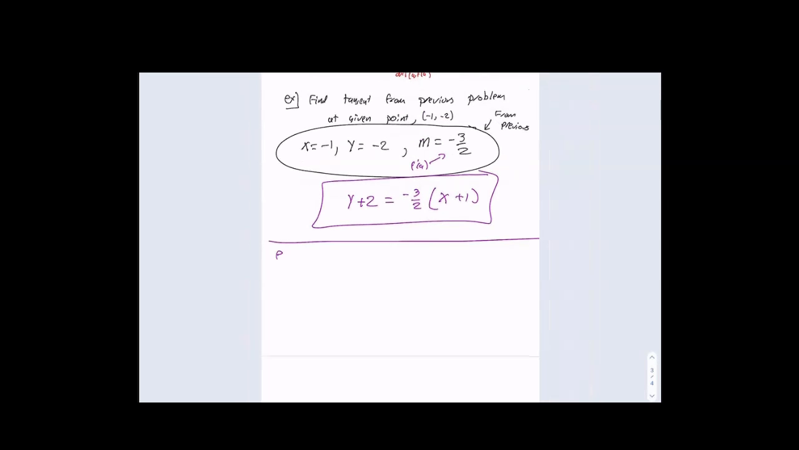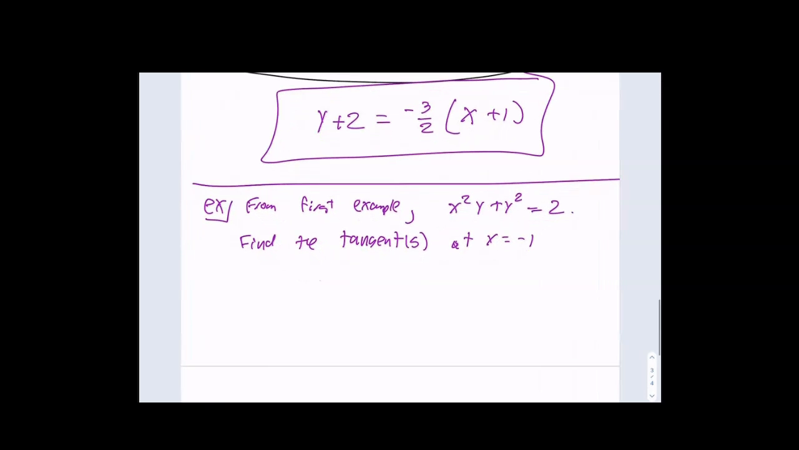Now, in the previous example, in the first example, I gave you the relationship x squared y plus y squared equals 2. And the problem would say something like, find the tangent, with a parenthesis, so there might be more than one, at x equals -1. Okay? Well, in doing this problem, we would follow the same steps we just did before.